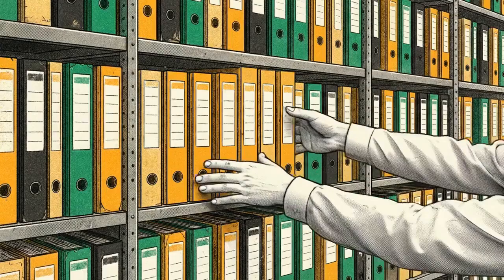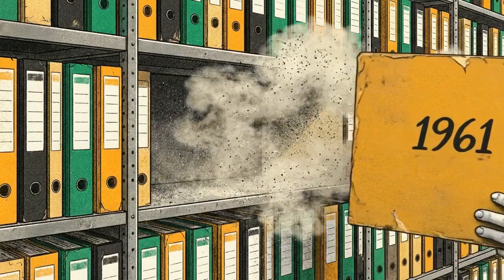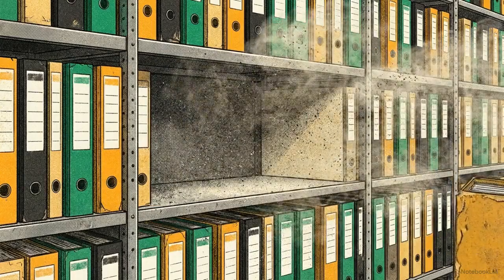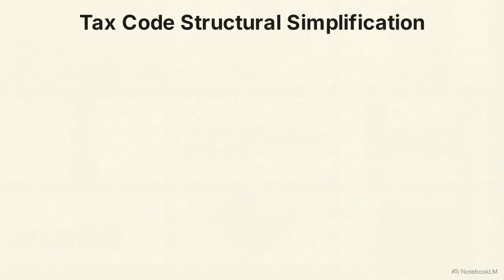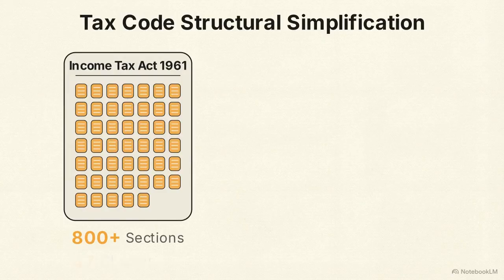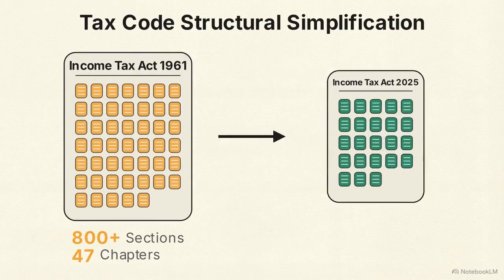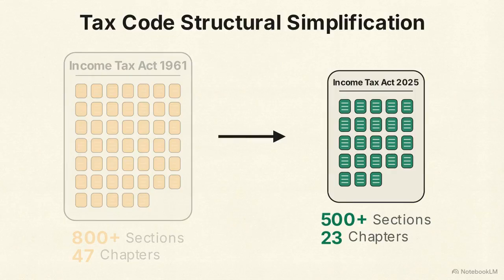For over 6 decades, Indian tax jurisprudence operated on a single framework. Now, that entire legal infrastructure is being dismantled. This diagram reveals the precise scale of the reduction. The legacy 1961 Act carried over 800 individual sections, spread across 47 chapters. The 2025 Code compresses that mass down to just over 500 sections and 23 chapters.